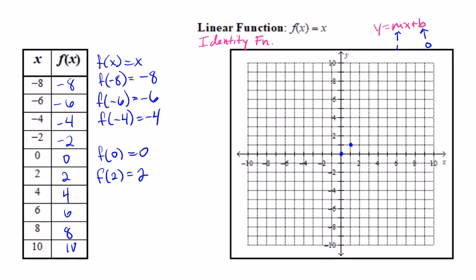So if I plot these points, -8, -8, -6, -6, -4, -4, -2, -2, 0, 0, 2, 2, 4, 4, 6, 6, 8, 8, 10, 10, we're just going to connect the dots here. All right, so that's our parent function. That's the parent function of a linear function, also known as the identity function. And that's what it looks like.